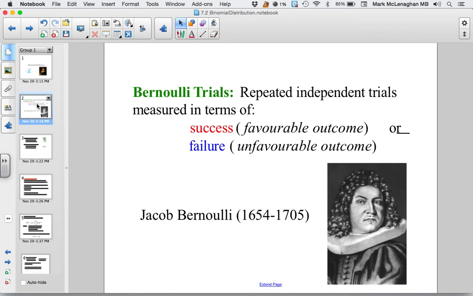Right, so why is Bernoulli important to binomial distributions? He's the person that came up with the idea of a Bernoulli trial, which is a repeated independent trial measured in terms of success or failure. So is it favorable or not favorable to the outcome that we want? And he lived from 1654 to 1705.